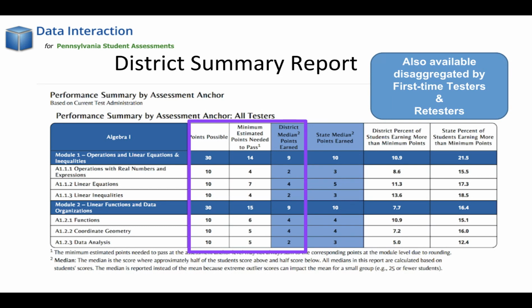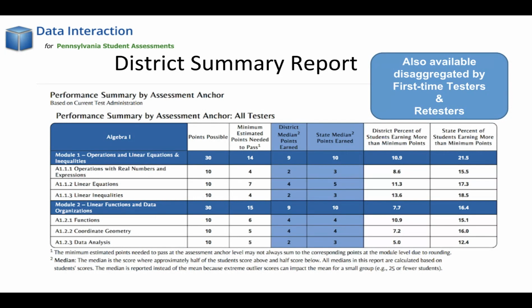So how do we look at this data? What could we do to make some comparisons and understandings? We could look at the total possible points, the minimum estimated points needed to pass. We can compare that to the district median points earned. We could look at the district median points earned compared to the state median points.